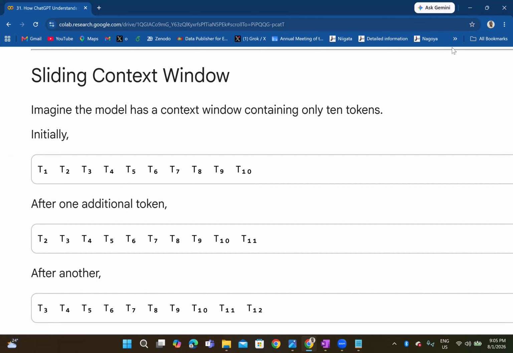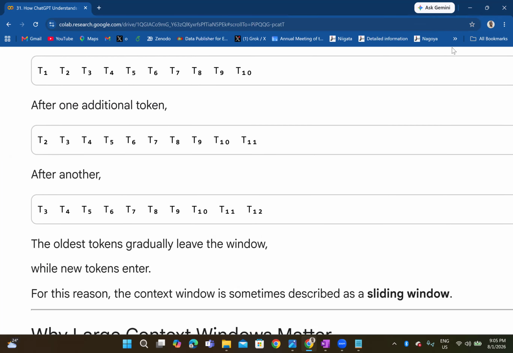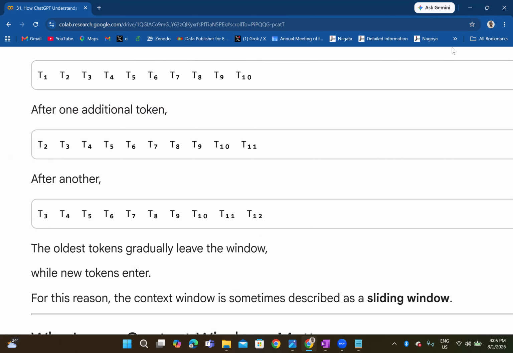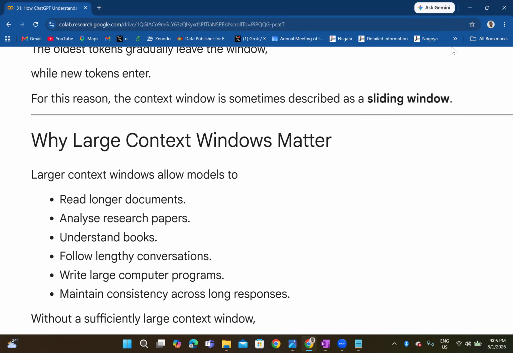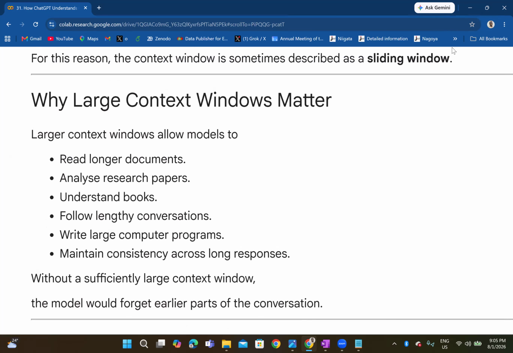So if you add T11, T1 is out. If you add T12, T1 and T2 will be out. So you just have T3 to T12. The oldest tokens gradually leave the window while new tokens enter. For this reason, the context window is sometimes described as a sliding window. As you keep adding new things, the earlier tokens will go.